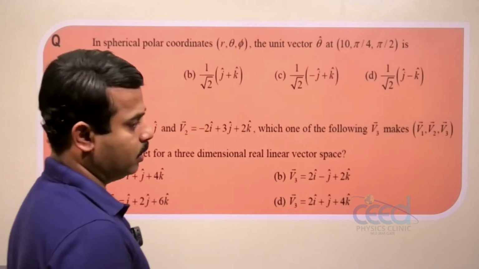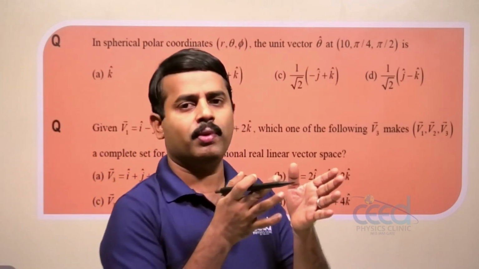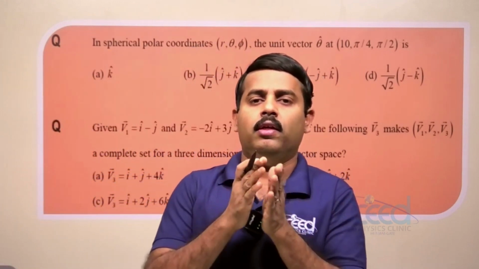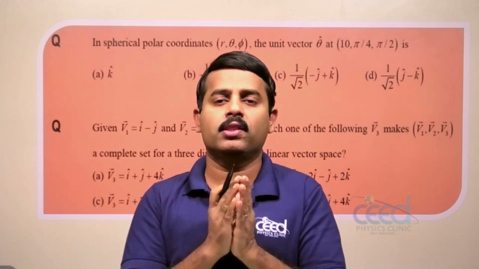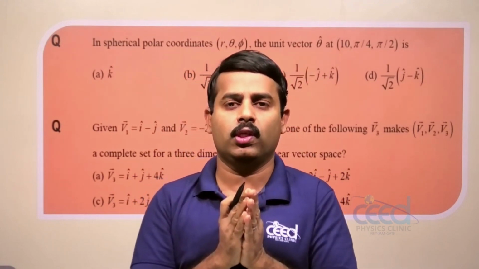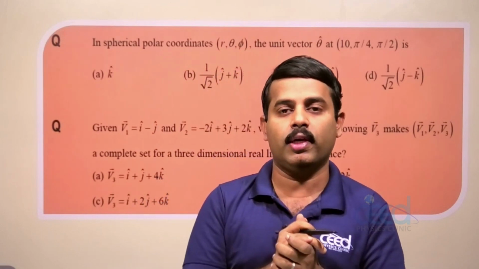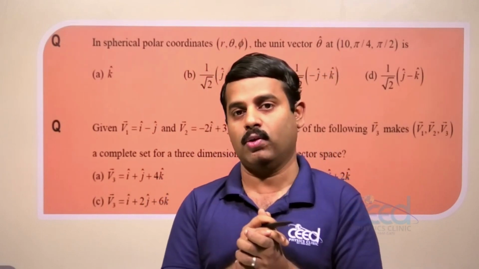So this way you have to check if three vectors form a linear vector space: the matrix formed by them should have a determinant value that is not equal to 0.